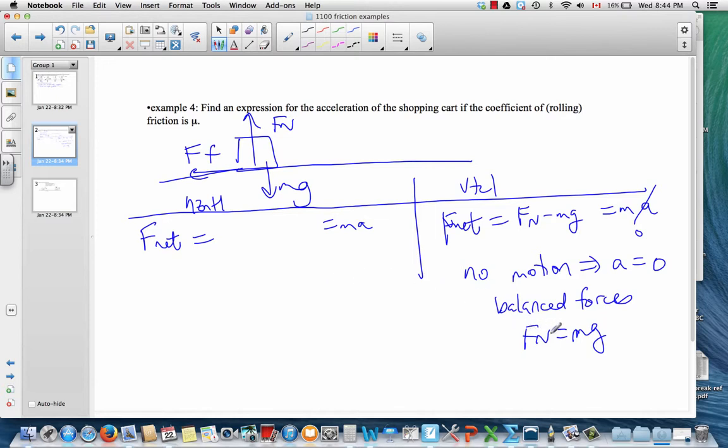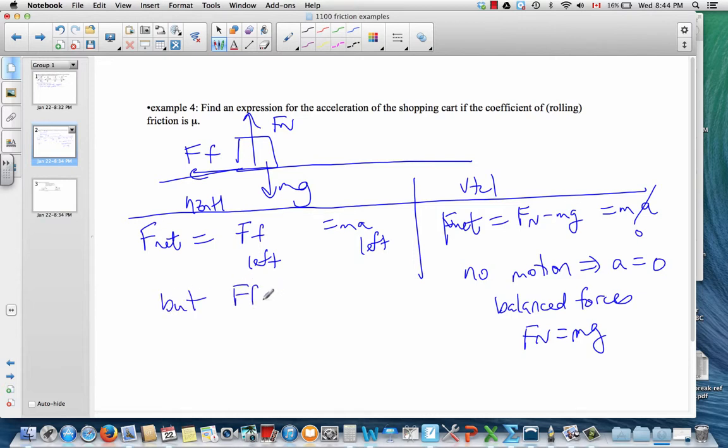Now that's useful because as soon as you know the normal force, you can calculate the force of friction. And in the horizontal direction, the net unbalanced force, the only force, in fact, is friction, which acts to the left. So that tells us the acceleration will be to the left as well.